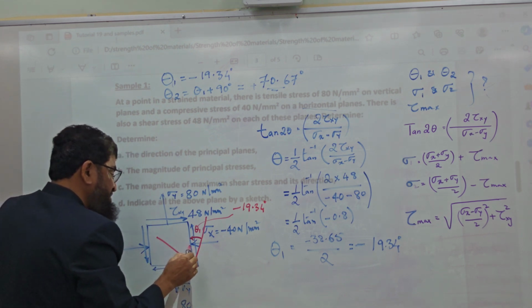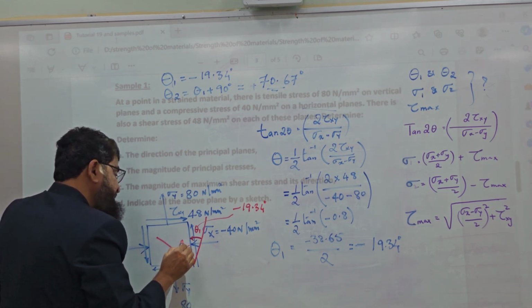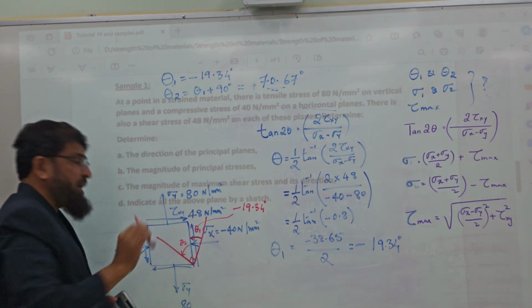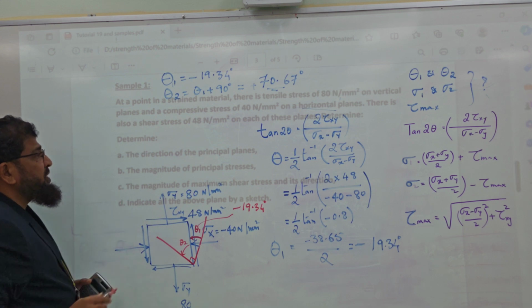Okay, this is measured from the vertical line. This is theta 2. You have added 90 with this one. You added 90, finally you landed over here. Okay, this is your second plane.